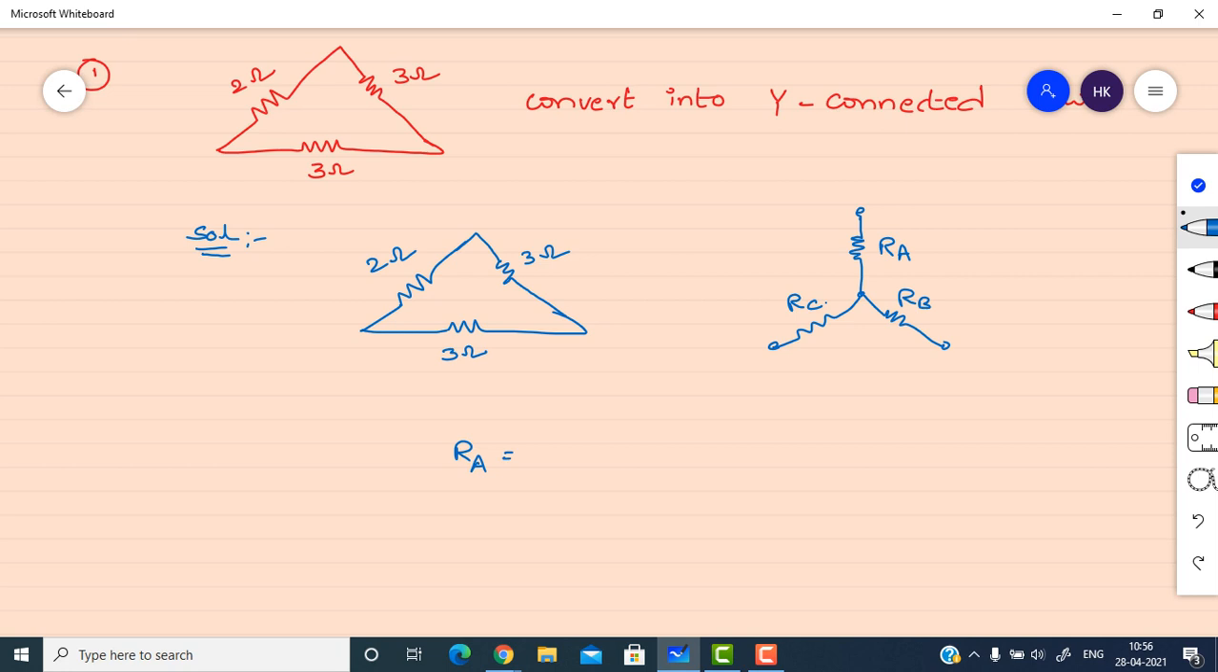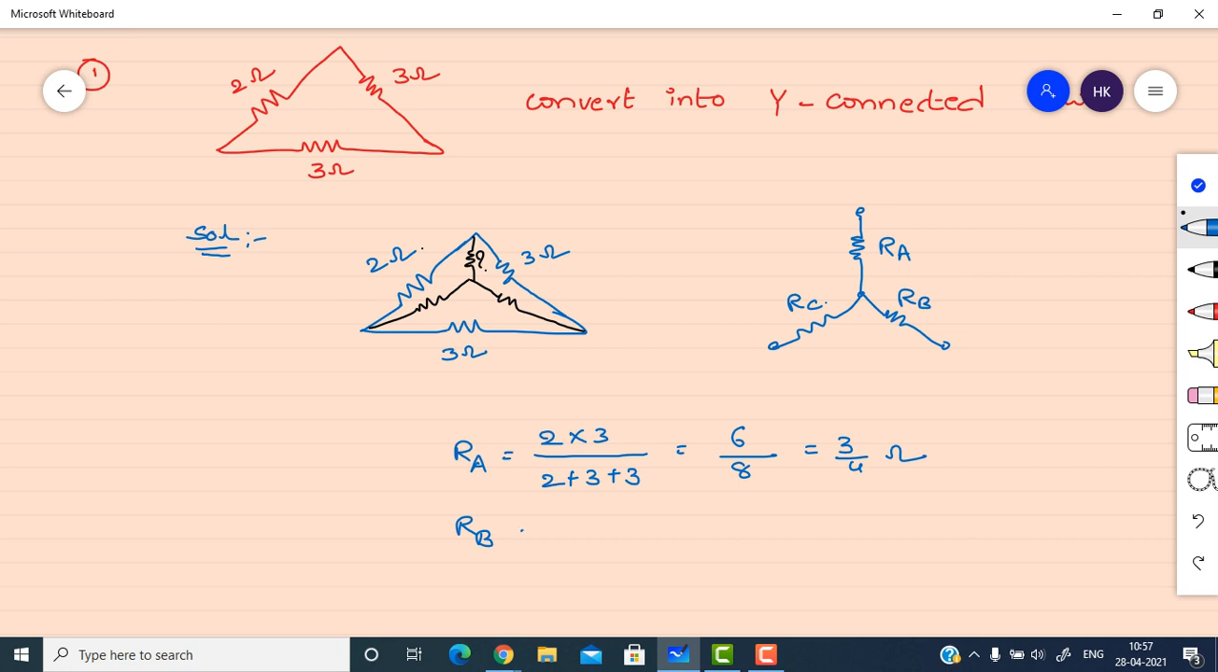How can you find RA? I told you how to remember the formula easily. See, I am drawing the star network inside this. If you want to find this resistance value, you have to multiply these two, 2 ohm and 3 ohm, 2 into 3 in the numerator, divided by the sum of all the resistances in the delta connected network, 2 plus 3 plus 3. So 2 into 3 is 6 by 8, so it is 3 by 4 ohm. RA is 3 by 4.